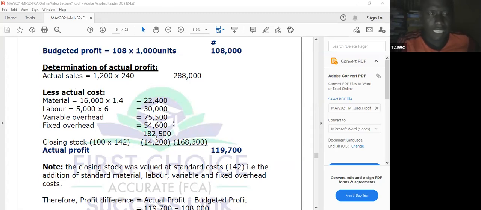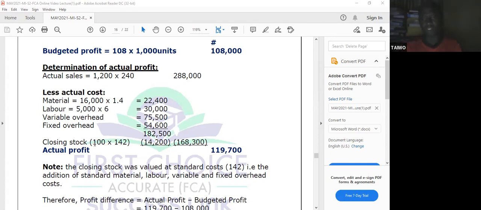if you look at it, after getting all these costs together, the variable overhead, the fixed overhead, you now say less closing stock. How much is the closing stock? You now go and look at what they sold and what they produced. The difference between what they sold and what they produced is your closing stock. That's what did not sell for that period. Therefore, they produced 1.3 and they sold 1.2. That means 100 units will be a closing stock, which you have to remove.